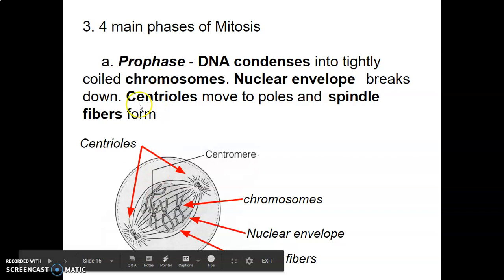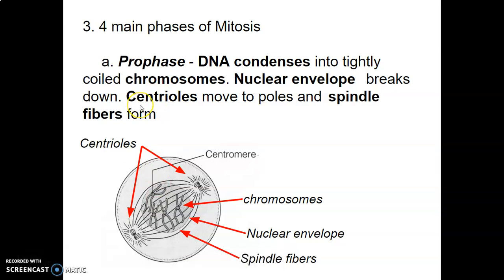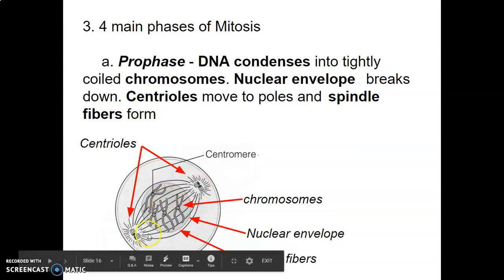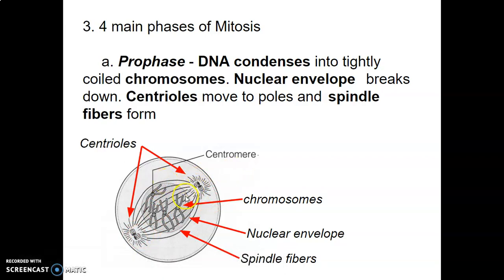You might remember from our unit on cell organelles, centrioles. We just barely kind of mentioned them. These centrioles move to the poles, or to the sides of the cell, two opposite sides, and they start to form these things called spindle fibers. And these fibers are actually going to connect to the chromosomes and pull them away from each other. We'll see that in a minute. So in prophase, the biggest two things are the DNA condenses and the nuclear membrane or nuclear envelope breaks down. All right? So check this out.